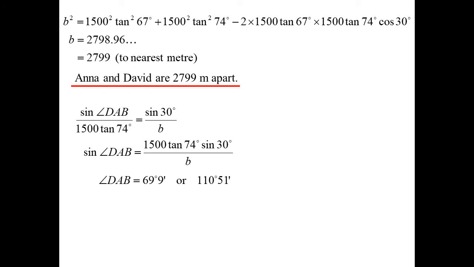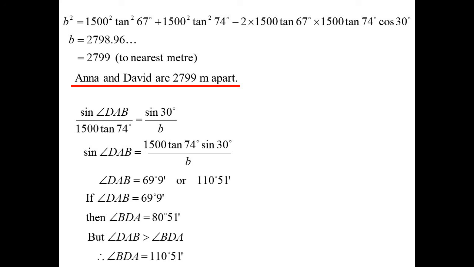I get two possibilities though. It's either going to be 69.9 degrees or 110.51. Now in this situation, it's important I know which one it is, because we want to sail on a bearing and go and rescue David. We don't want to get the wrong angle. So let's look at the situation. Let's assume the correct answer is 69.9 degrees. Now if that's true, then BDA must end up being 80.51, angle sum of a triangle.